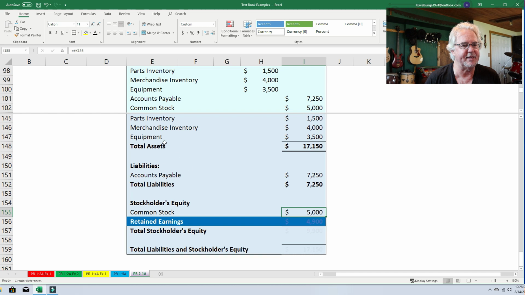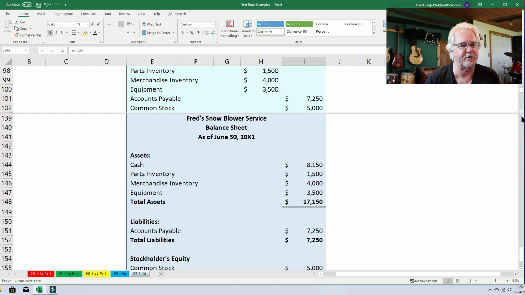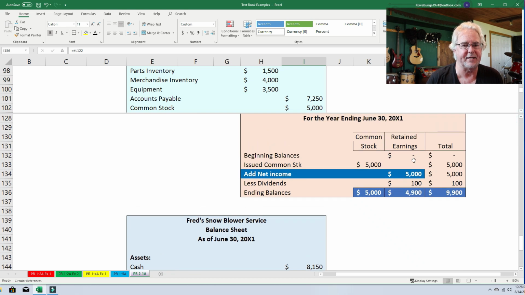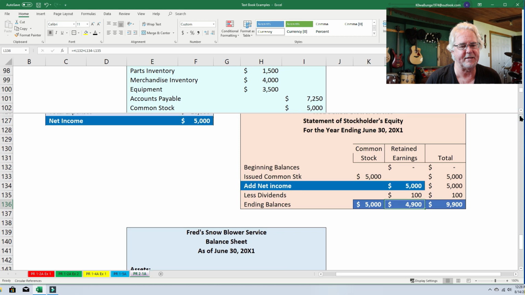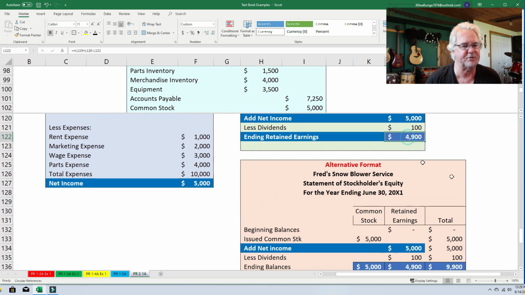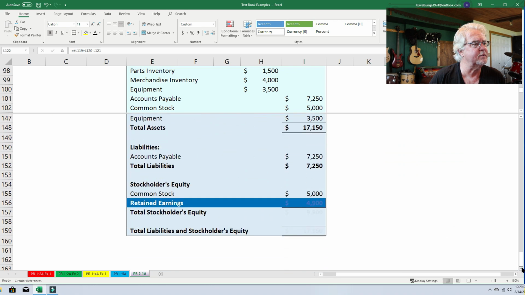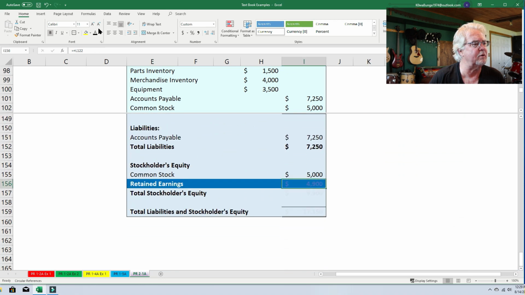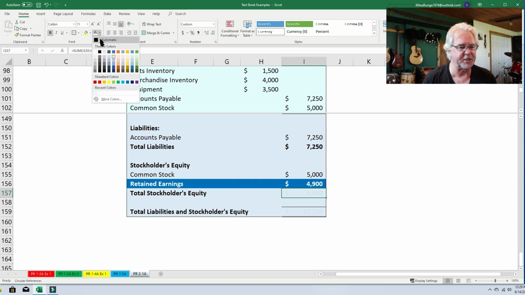Now I've got that highlighted in blue because it comes right off of these statements. Look at that, retained earnings is 4,900. It doesn't matter if you take it off the green statement or the pink statement. You're going to get the same answer either way, right? So here we go. There it is. And the total stockholders' equity, folks, here we are. And you can double check that number too.